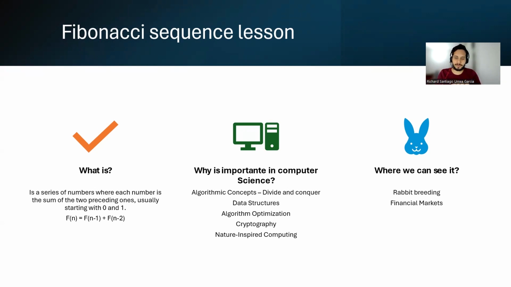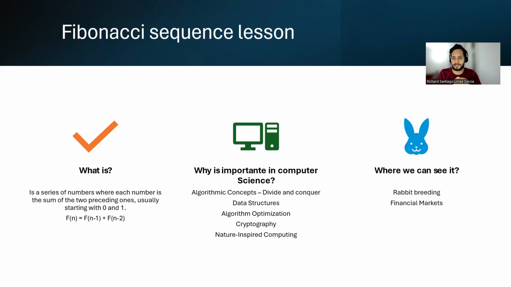Data structures, as some data structures are experienced in the Fibonacci sequence. Algorithm optimization, that is memoization, which is based on the fact that the answer of the current case is the sum of the two previous cases. Cryptography, which uses the Fibonacci sequence as a pseudo cryptography algorithm. And natural computing, which is based on when something is in nature, you try to implement it into the computer world.